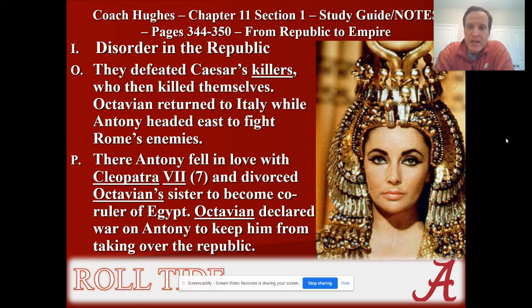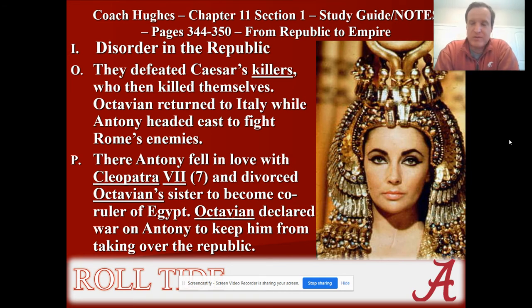All right. So during this time, while they're going after Caesar's killers, Mark Antony ends up marrying Octavian's sister. So it's kind of all in the family and everybody's happy. But then Mark Antony takes his troops and heads to fight Rome's enemies in the east, one of those enemies being Egypt. When he gets to Egypt, Mark Antony falls for a girl. It's always a girl. He falls in love with Cleopatra.